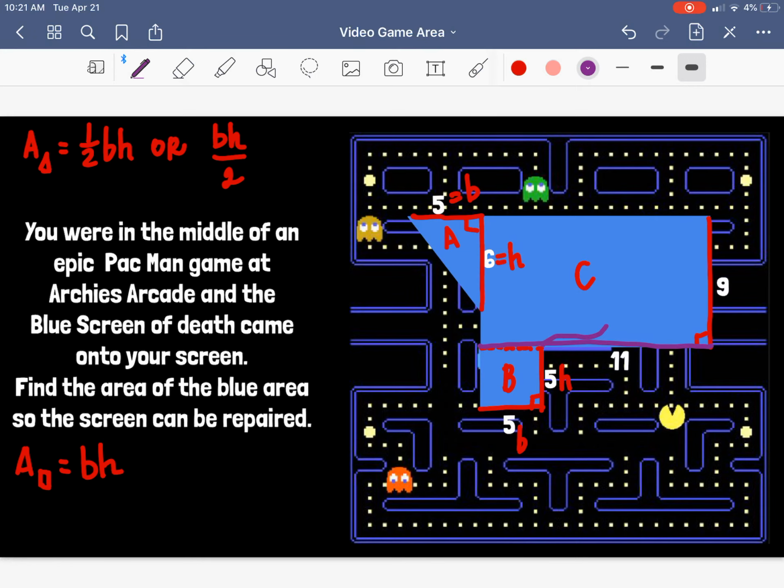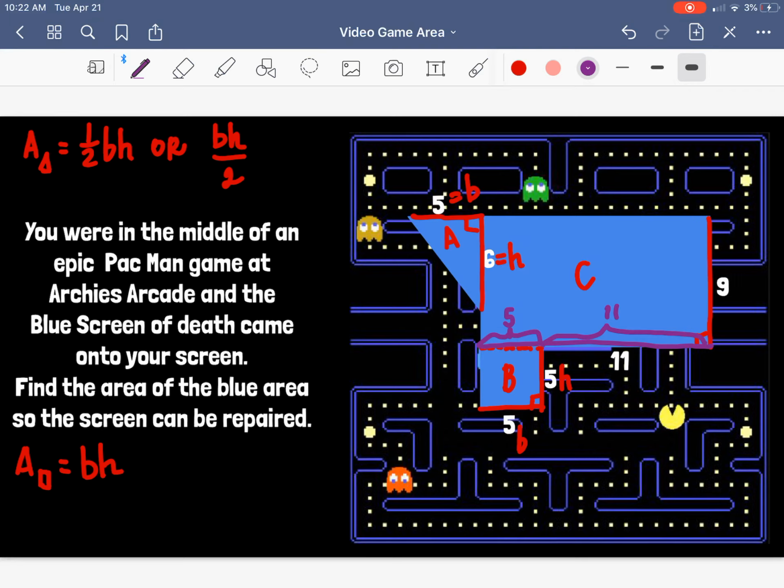Well, this 11 only represents part of that side length. We need to know what this side length is to get the whole base of rectangle C. Well, to do that, we're going to use what we know about rectangles. Opposite congruent sides are equal. So for this piece right here, it is congruent to 5. So that little piece is 5.